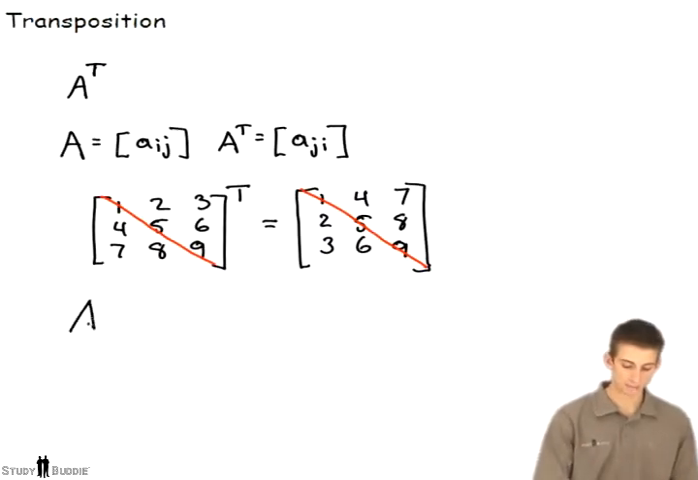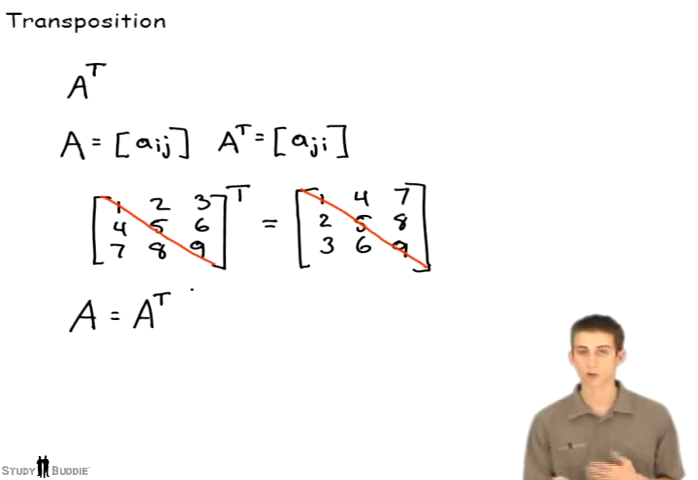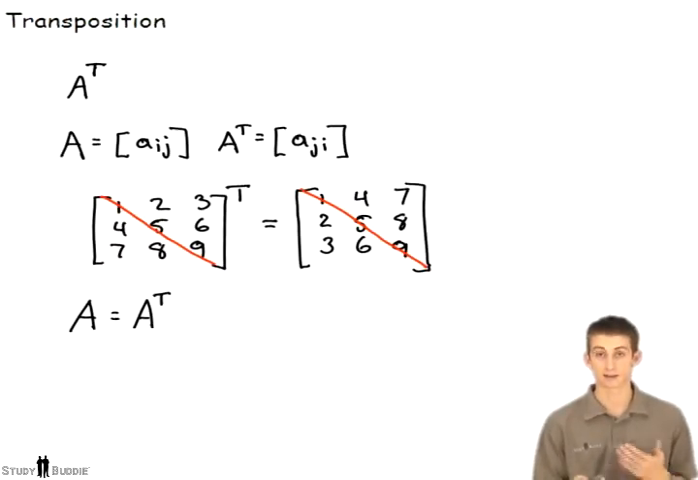And so, if a matrix is equal to its transpose, we can say basically that it's symmetric. That's how we denote a symmetric matrix, because it's symmetric along that main diagonal.